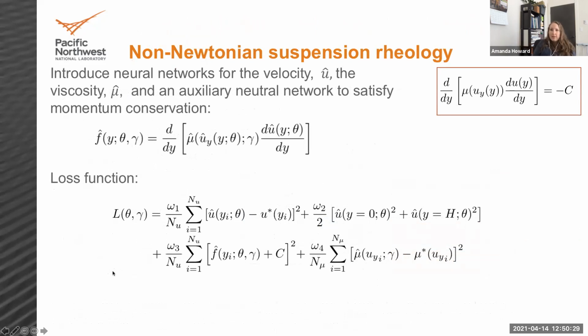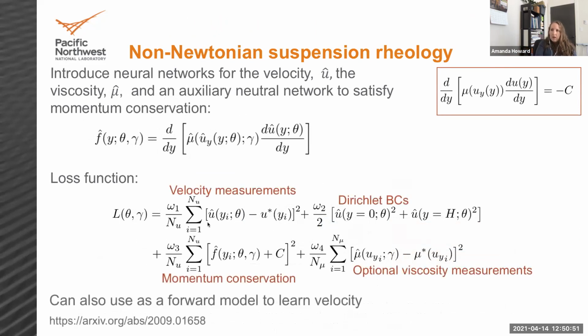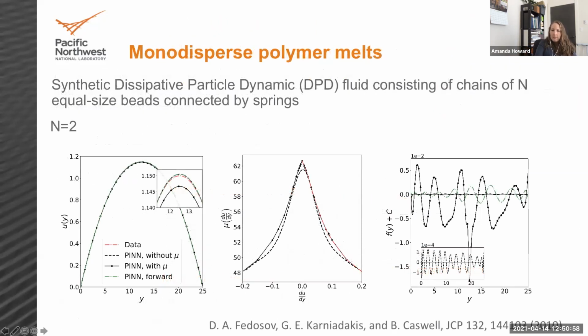So for the suspensions, we want to satisfy the momentum conservation equation, which is given by this equation here. So we're going to introduce our neural network F that satisfies the differential equation. And then we also introduce neural networks for the velocity u and the viscosity mu. And that's all incorporated into our loss function. So what we want to do is minimize the loss function, where the loss function considers velocity measurements. So those are measurements we're going to get out from simulations.